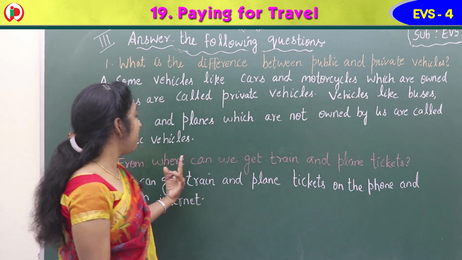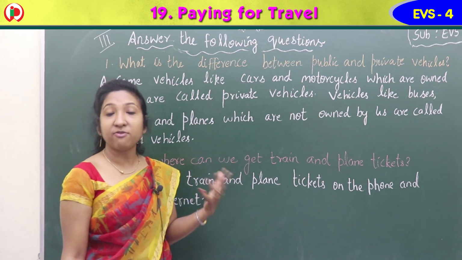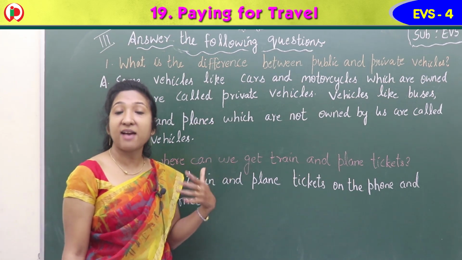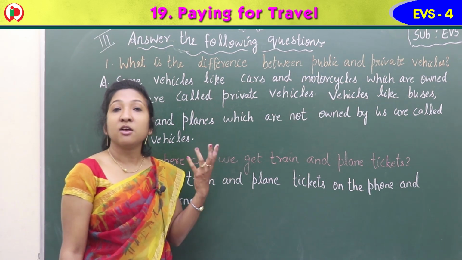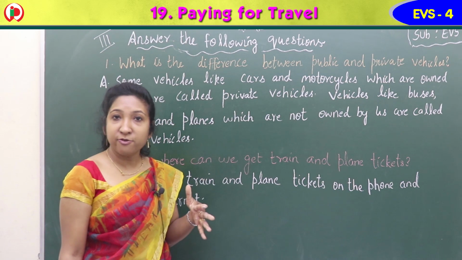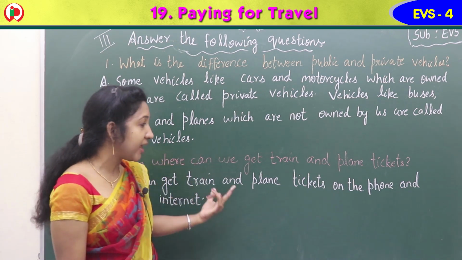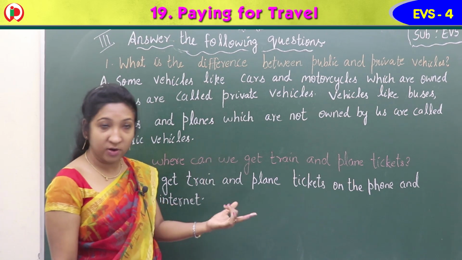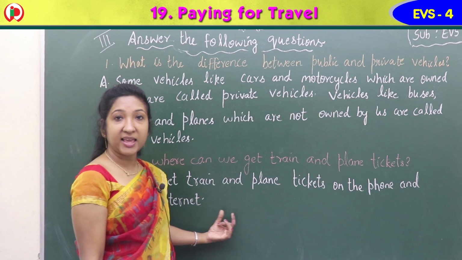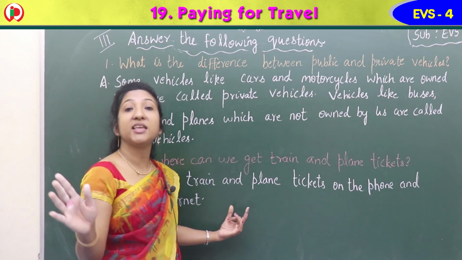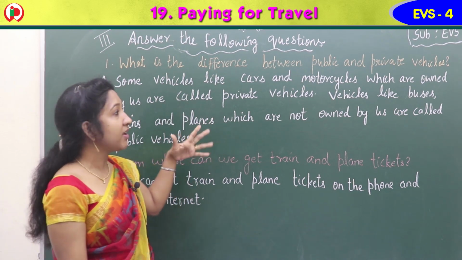Then the second one: from where can we get train and plane tickets? From where do we get tickets for traveling in a plane and train? Yes, we can book the ticket through the internet or through our phone, isn't it? Yes. So answer: we can get train and plane tickets on the phone and from the internet. Internet. So what is the difference between public and private vehicles?